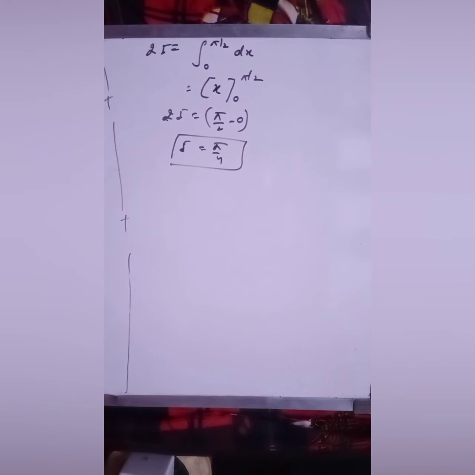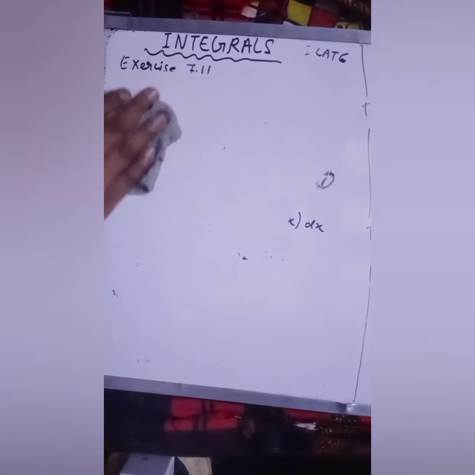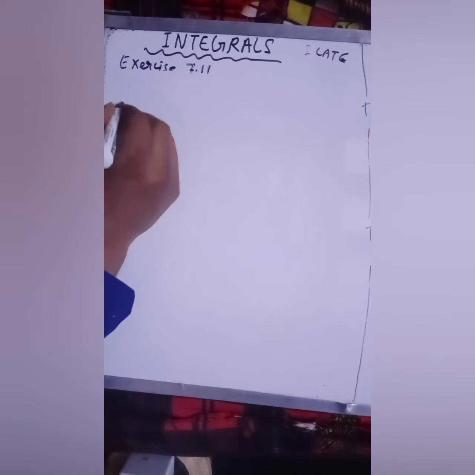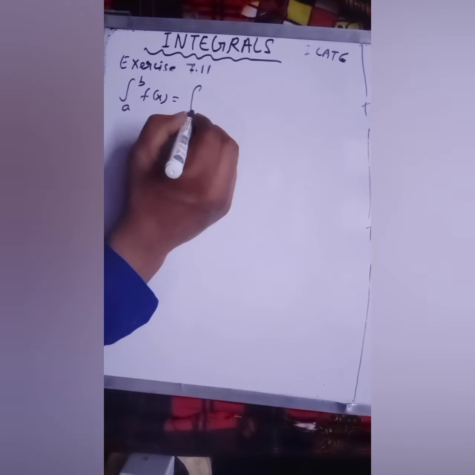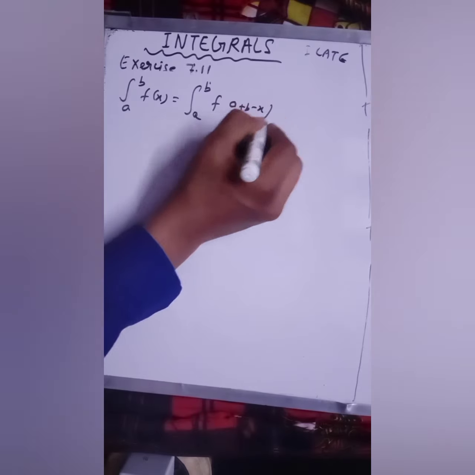I am solving question number 2 also, so note it down first. The same property we will use in question number 2 also. Here I am writing the property again, because by mistake I rubbed it: the integral from a to b of f(x) dx equals the integral from a to b of f(a + b - x) dx. This property we will use in the next question also. The next question is question number 2.